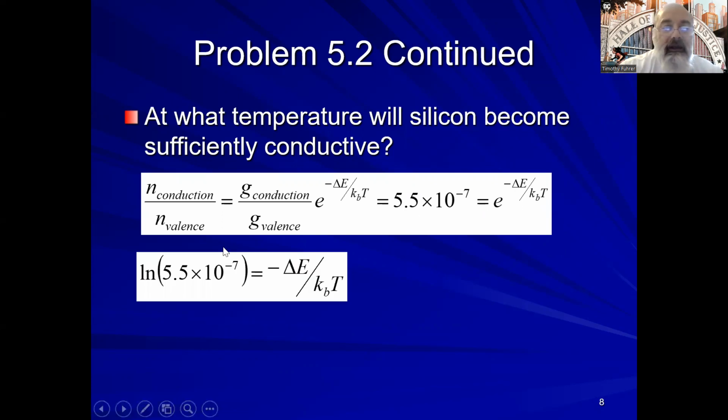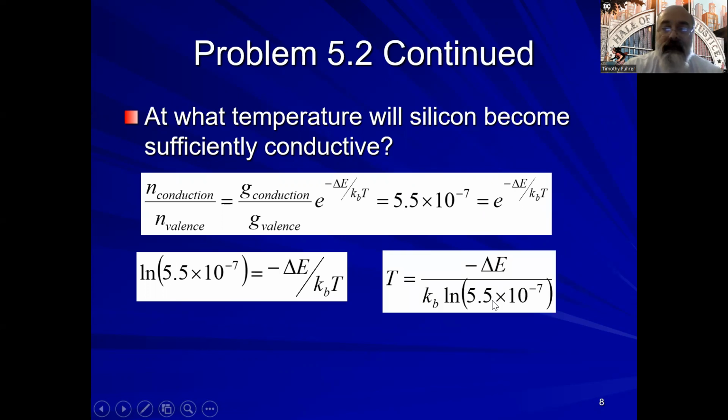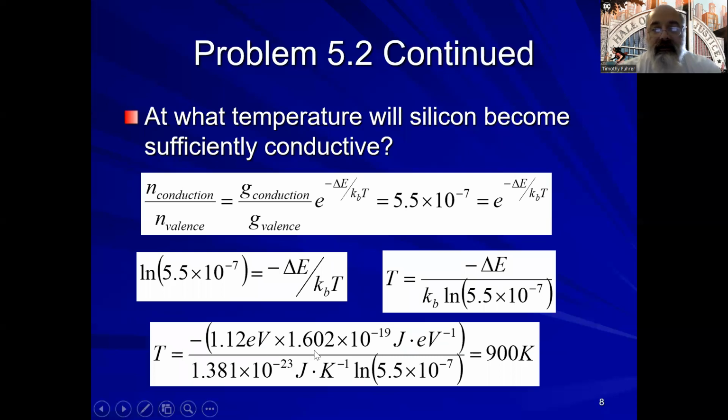We take the natural log of both sides, and that drops us out of the exponential. Then we can rearrange and solve for T. Delta E, we said for silicon, is 1.12 electron volts. Here, we use the conversion factor. I would give you this on a test to convert to joules. We do that because the units on Boltzmann's constant are joules per Kelvin. Notice that per Kelvin is in the denominator, and it's the only unit that doesn't cancel, since this was a fractional unit in the natural log.